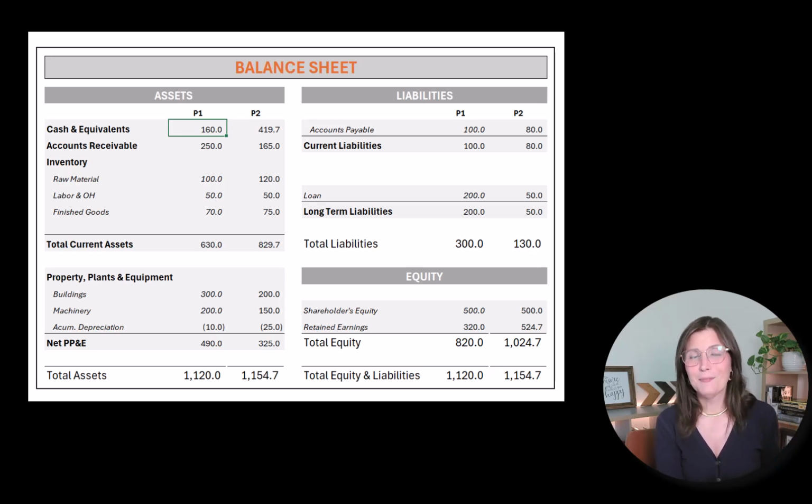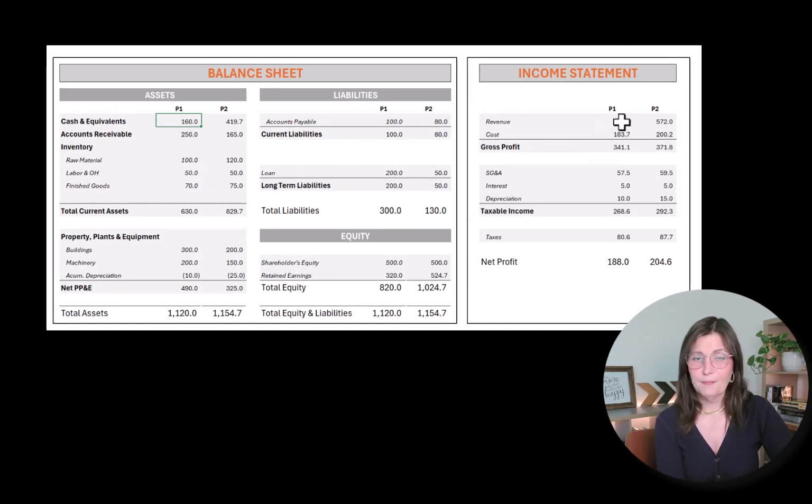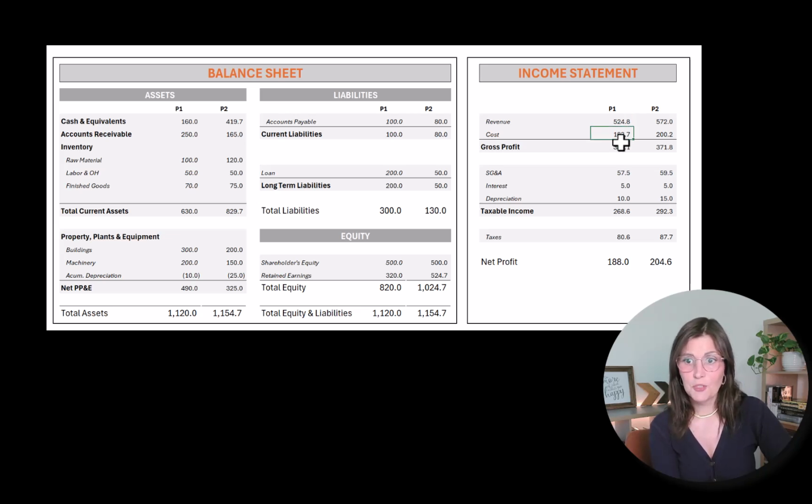You might ask me, yes, but when I start selling things, when I start making profit, I might need an income statement. Yes, you're right. We need an income statement. The income statement shows us the detail of profit. So let's take a look at the income statement. We have here the revenue, the cost, which brings us to the gross profit. Then we have expenses, interest, depreciation, which bring us to the taxable income. We pay taxes, and we end up with the net profit.